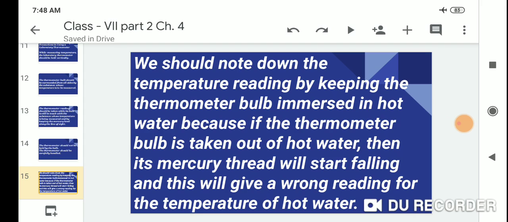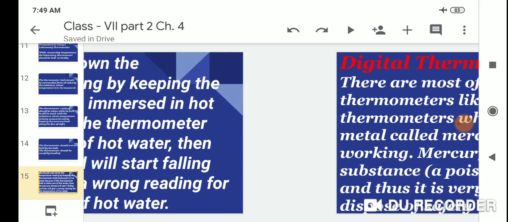We should note down the temperature reading by keeping the thermometer bulb immersed in hot water, because if the thermometer bulb is taken out of hot water, then its mercury thread will start falling, and this will give a wrong reading for the temperature of hot water. So dear students, be very careful.